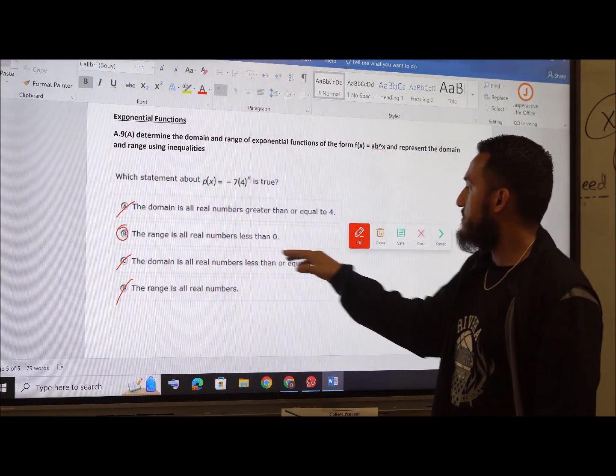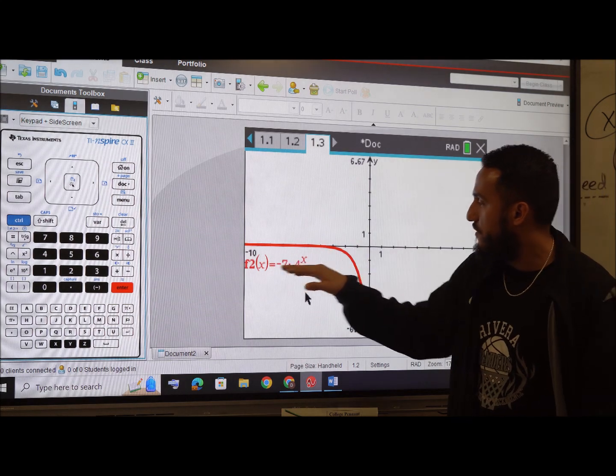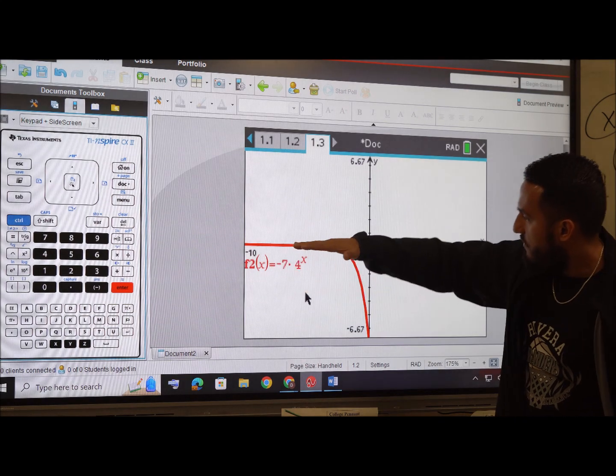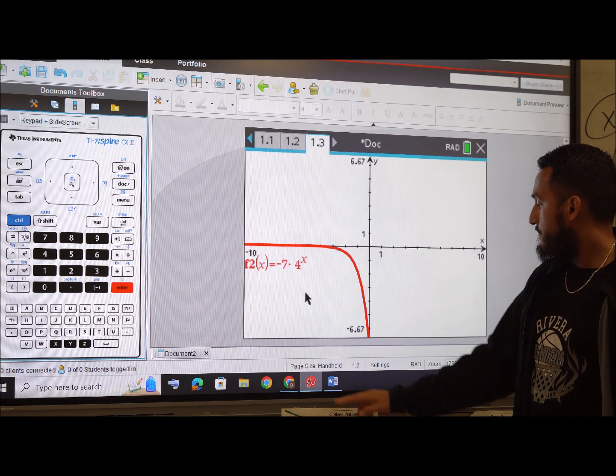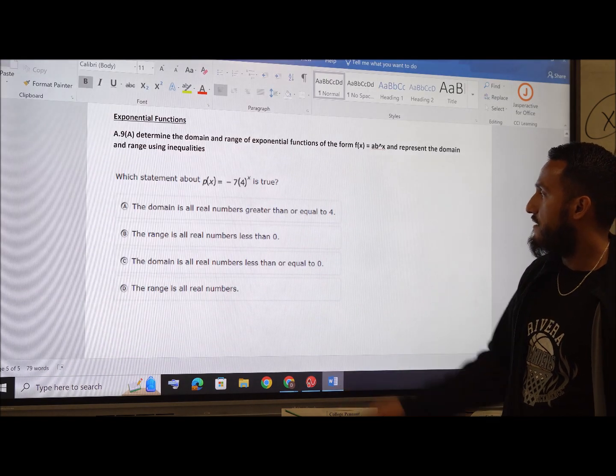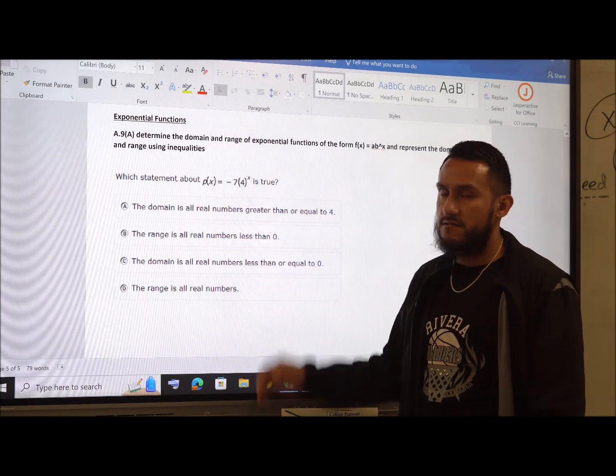The range is all real numbers less than or equal to 0. If you look here, I just graphed it, and it looks like the graph does not go above 0. It is less than 0. The range is all real numbers less than 0.